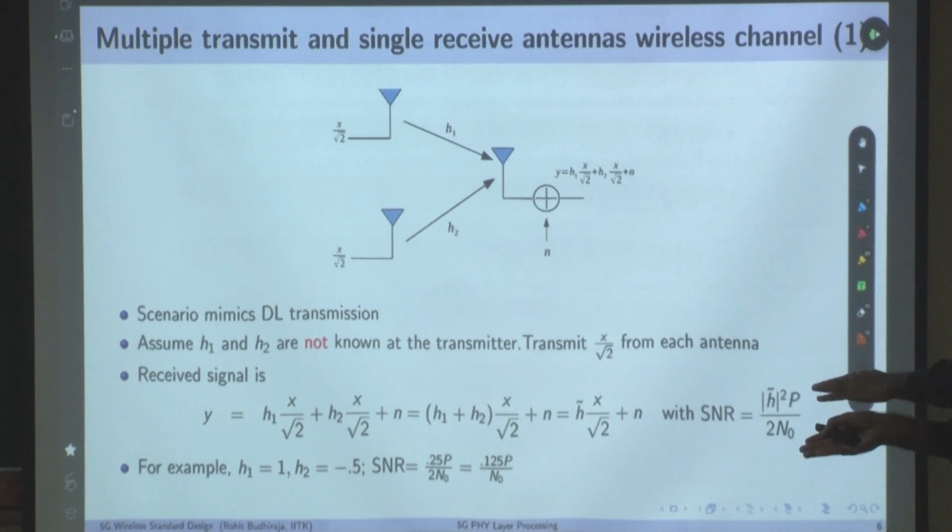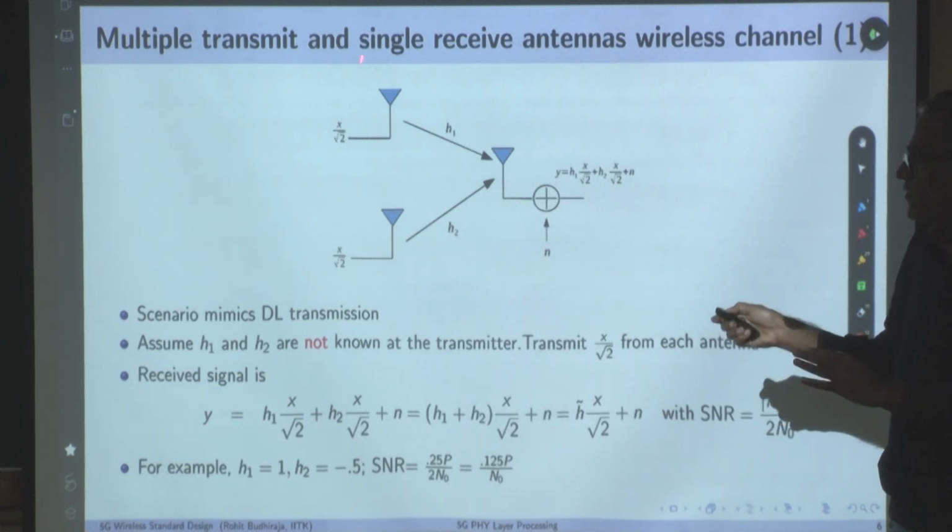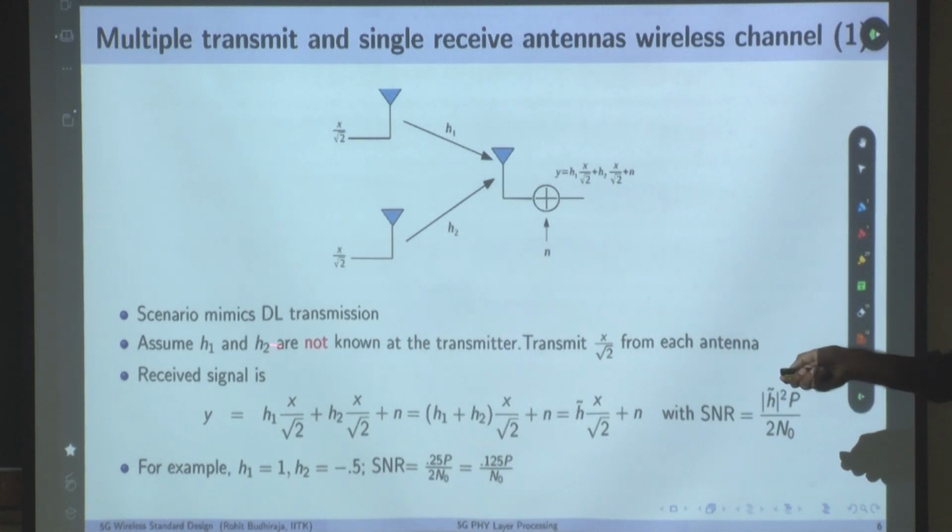At this stage it looks like these two transmit antennas are not helping you much, because the SNR is 10 times lower than the earlier case with one transmit antenna and two receive antennas. So this is a big shock: when the channel is not known at the transmitter, multiple transmit antennas perform badly compared with multiple receive antennas. I will show you that when the channel is known at the transmitter, you will exactly get 1.25 P by N naught. That is the next example.